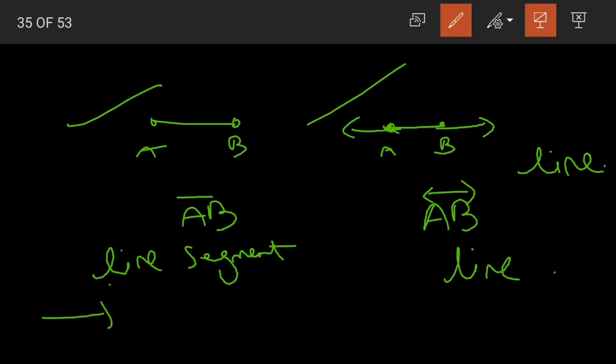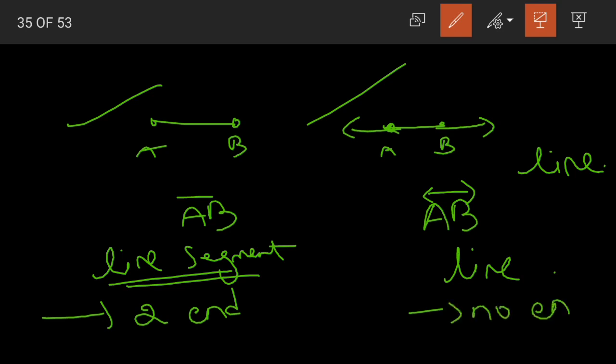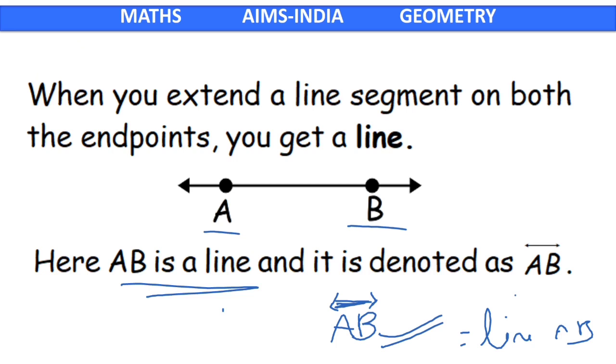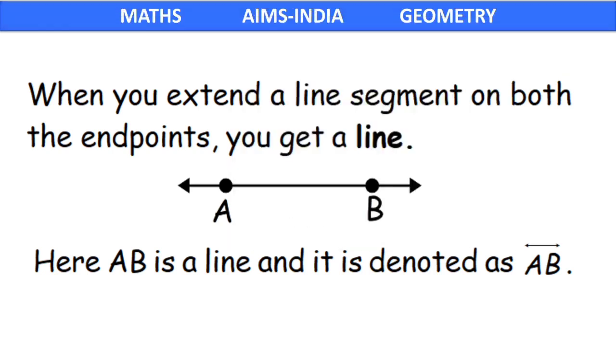How many endpoints does a line segment have? A line segment has two endpoints. A line has no endpoints. It can extend on both the sides. I hope this is clear, children. The basic difference between a line and a line segment.